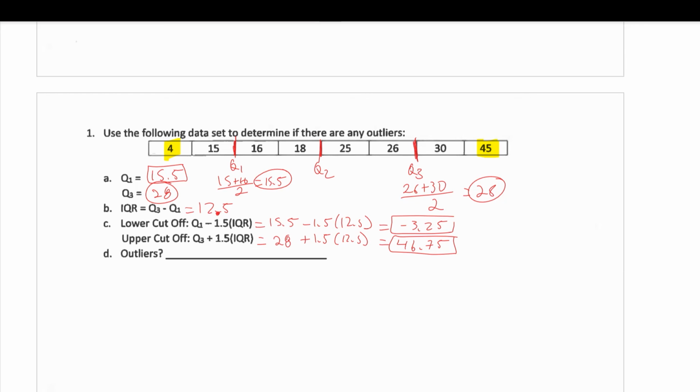Again, our largest value is 45. It's not to the right of 46.75. It was really close to being an outlier, but it's not significantly far away from the rest of the pack to be considered an outlier. So no, we have none.